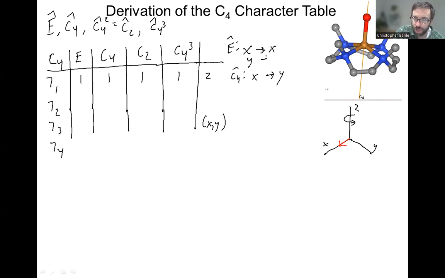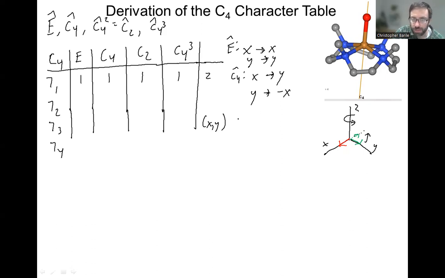So let's do x and y. Now y goes to y with identity. Y, if we rotate that same way, is going to go to negative x, right? So maybe I'll use a different color for the y vector, in green, and it would spin and go to negative x if we do a C4.